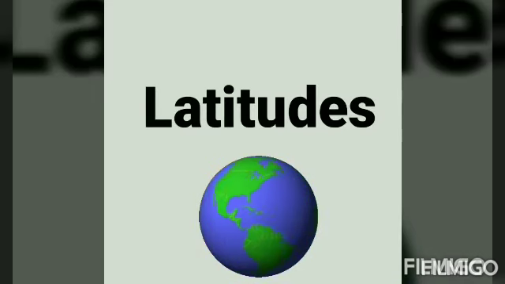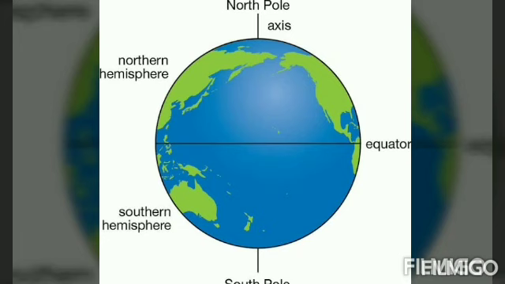Students will learn about latitudes in brief. Now, you can see the equator. What do you mean by equator? An imaginary line drawn halfway between the North Pole and the South Pole is called equator. Now students, you can see in this picture the part of the earth which lies in the north of the equator is called northern hemisphere and the part of the earth which lies towards the south of the equator is called southern hemisphere.